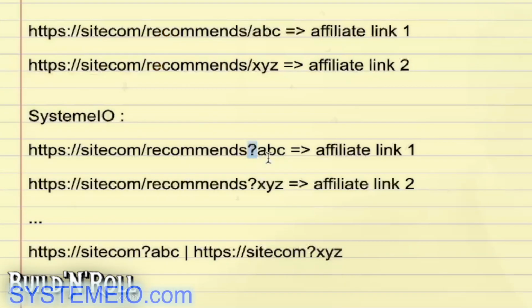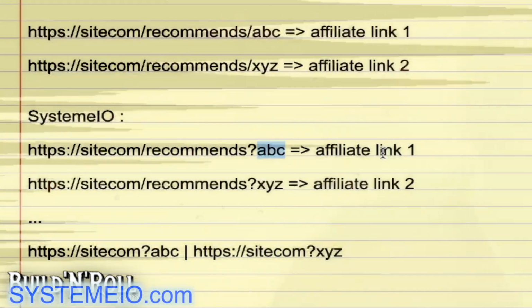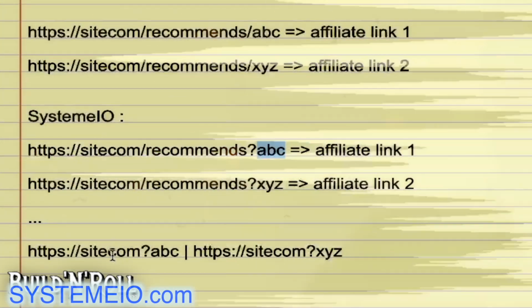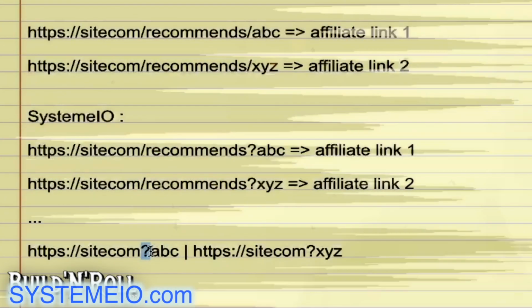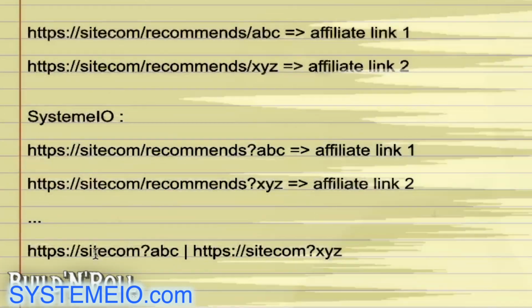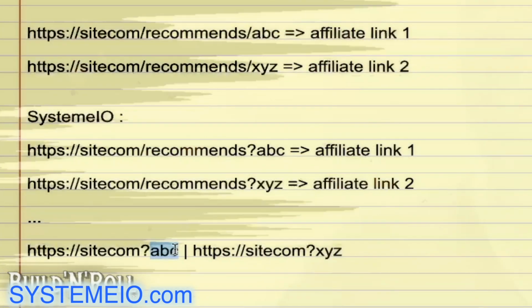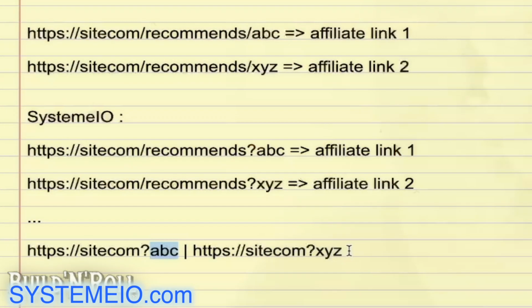And so what you can do is have almost the same, but instead of a forward slash, it will be an interrogation mark. So you can have exactly the same, recommends, interrogation mark, and a word, and it will redirect to your affiliate link. You can also have it without the recommends, on the home page of your site. So you can have yoursite.com, interrogation mark, and a word, and it will redirect where you want.